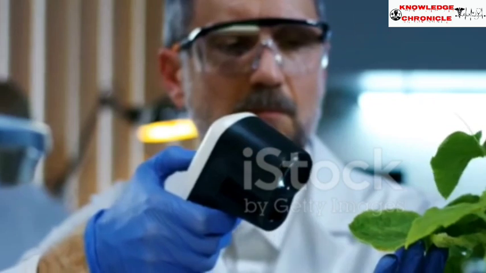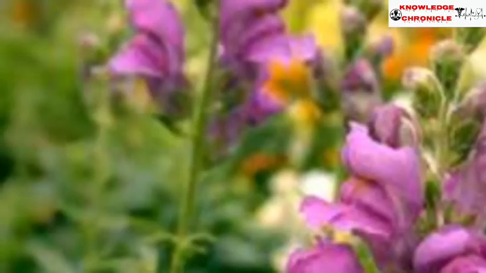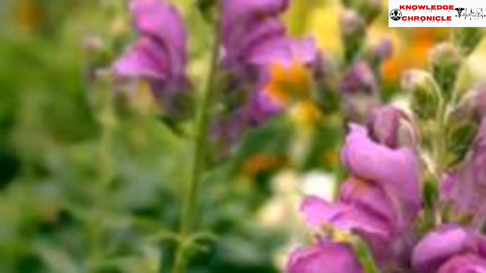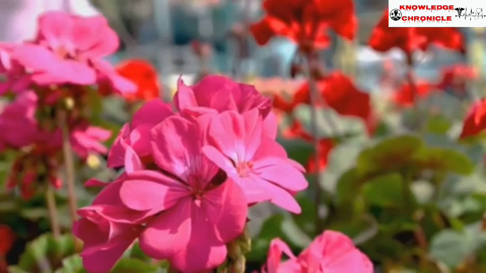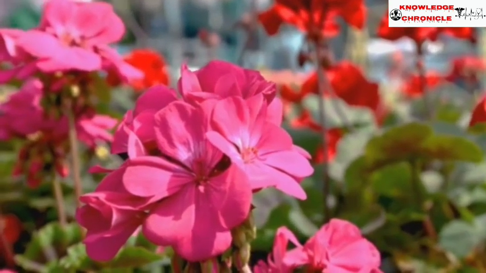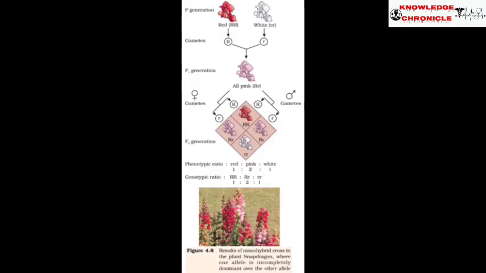In some cases, neither allele is completely dominant. For instance, crossing red RR and white rr snapdragons results in pink Rr offspring. This phenomenon is called incomplete dominance, where the heterozygous phenotype is a blend of both parents.